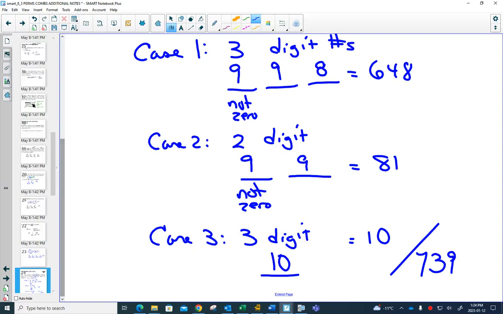Yes, I do mean 1 digit. I saw that 3 and I probably just wrote another 3. Thank you. Yeah, case 3 is just a 1-digit number.